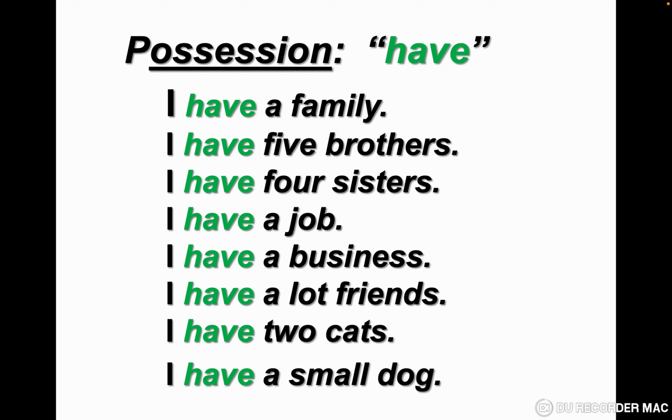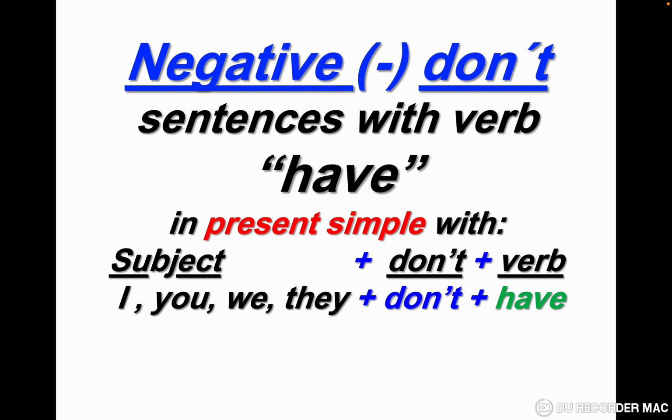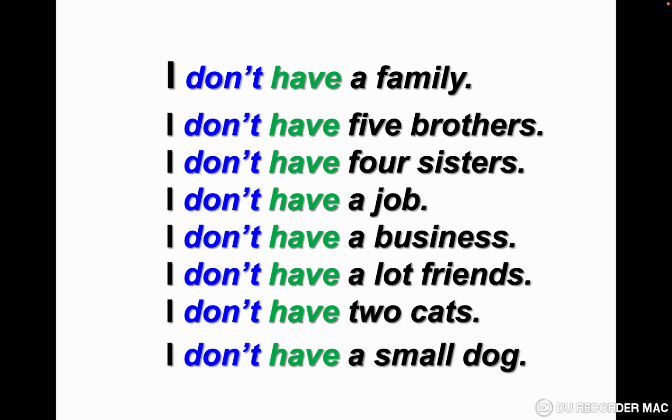Let's see the negative form of these sentences. Negative, we use don't. I don't have a family. I don't have 5 brothers. I don't have 4 sisters. I don't have a job. I don't have a business. I don't have a lot of friends.